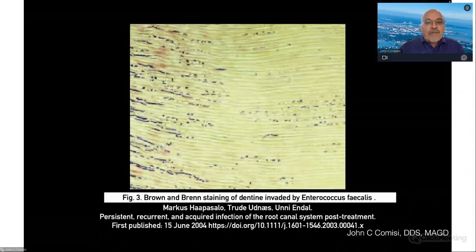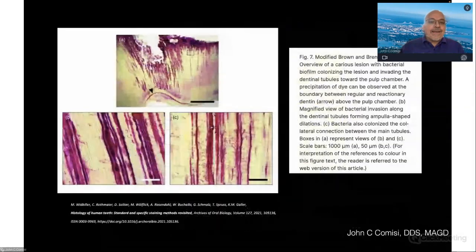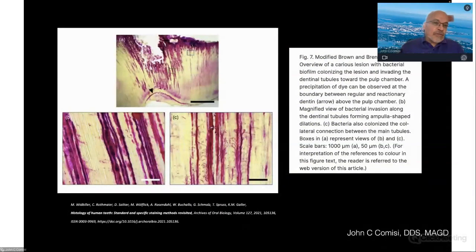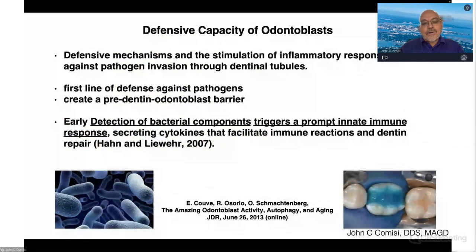And these are some graphic micrographs of bacteria inside of the dental tubules. These are not unlike the photos that were shared by Dr. Tay the last time that we were together. As the destruction continues to progress further and further in, we then have a continued problem with the overall destruction and degradation of our restorative processes. And this article that was a pretty cool one that I read many years ago, called The Amazing Odontoblast: Activity, Autophagy and Aging, talks about the defensive mechanism of the odontoblast and the overall processes that are present there.